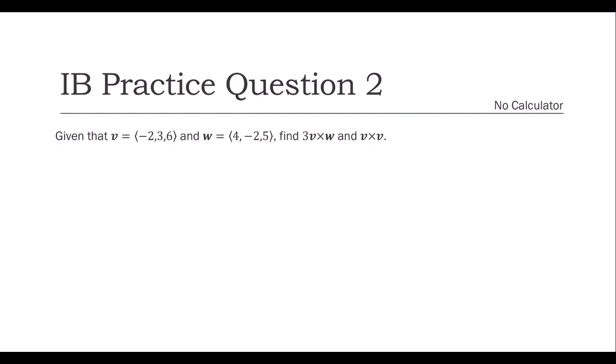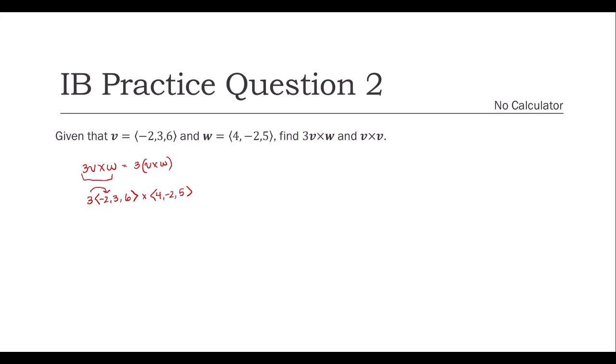Finally, we have our second IB practice question. It says, given that v equals (-2, 3, 6) and w equals (4, -2, 5), find 3v cross w and v cross v. So for our 3v cross w, we could do our 3v first, or we could do 3 times our v cross w. So let's just go ahead and do it this way. Either way would work.